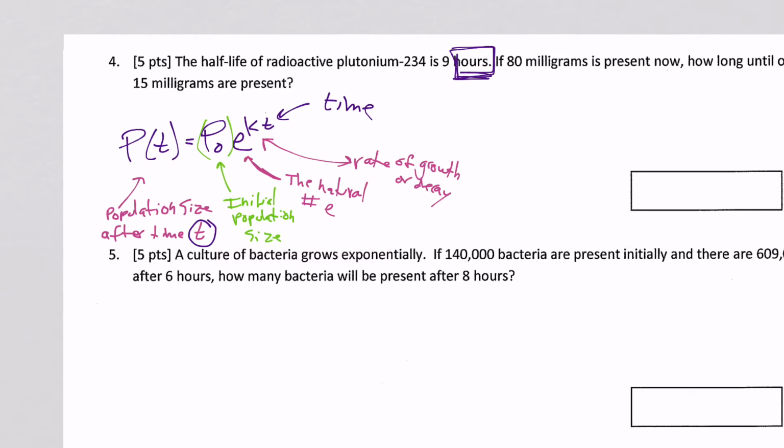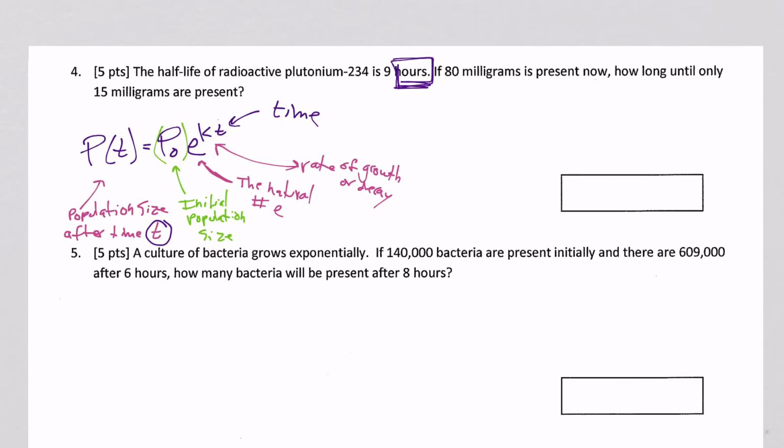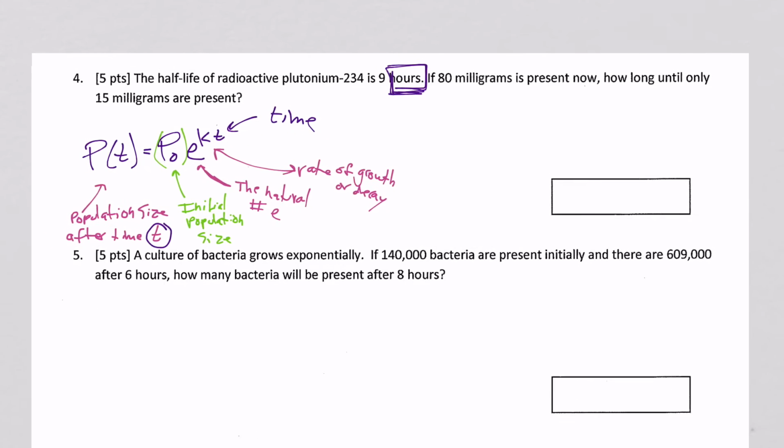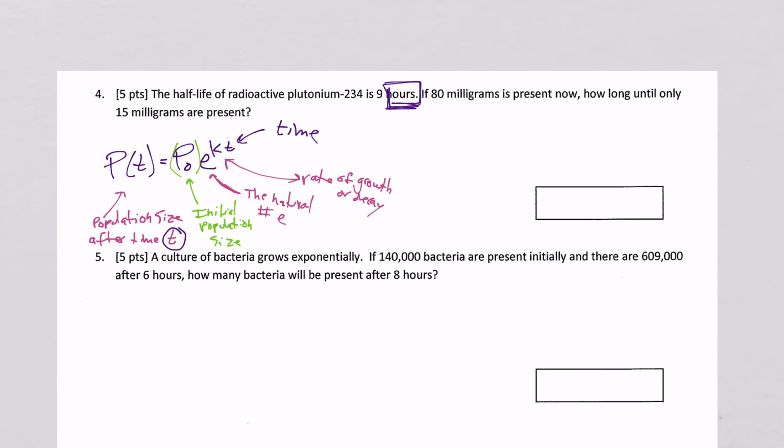And how do we use this? Well, if 80 milligrams are present now, how long until only 15 milligrams are present? In order to do this problem, we're going to need to figure out K, our rate of growth. We know the initial population size. We know the natural number E. It's a constant. We don't know the rate of growth, and we don't know time. So we need to figure one of those things out so that we can solve for the other, which means we need to figure out our rate of growth using the half-life time.